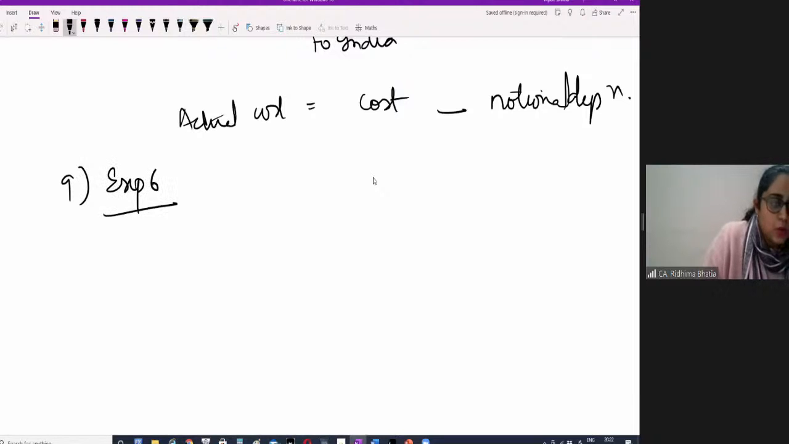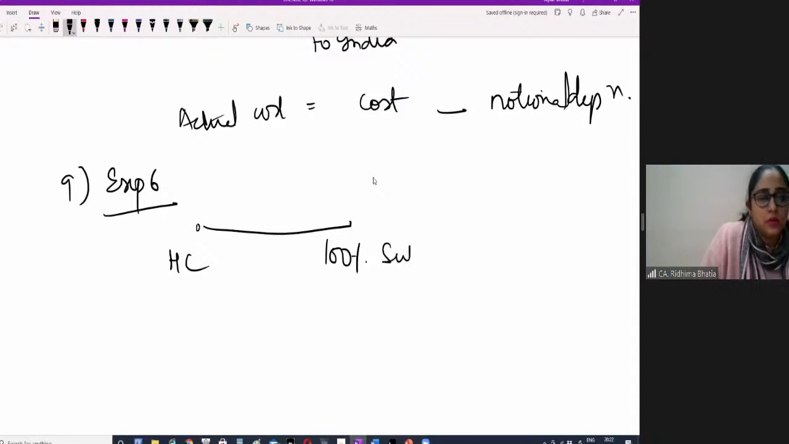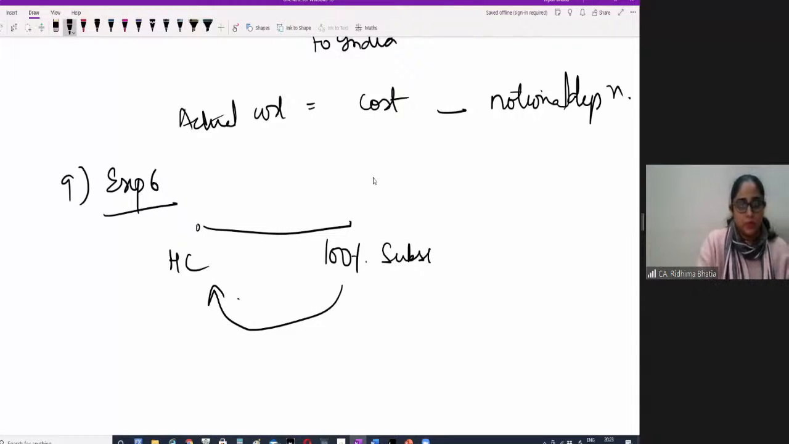Explanation 6. When an asset is transferred from a holding company to its 100% subsidiary company, or from a 100% subsidiary to its holding company, provided the transferring company is an Indian company. Now, when you transfer an asset to any other person, capital gain comes into the picture, right? But if the transfer happens between these two entities, it is not regarded as a transfer, and it is not charged to tax.